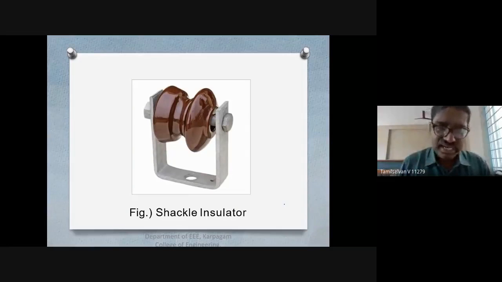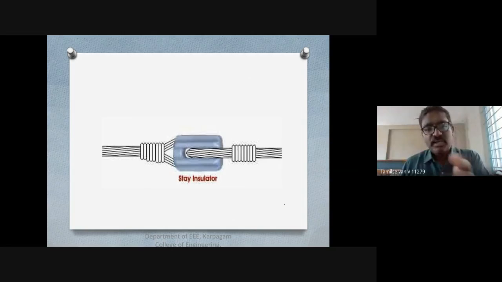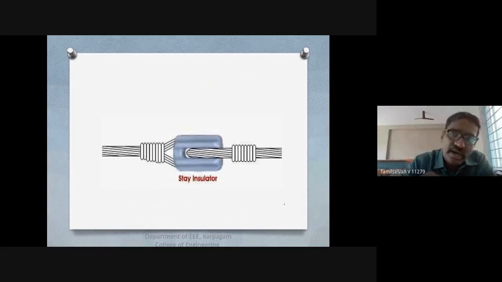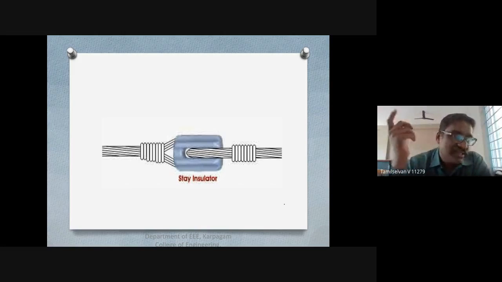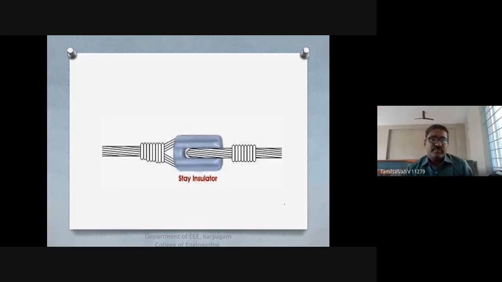So this is our cycle. This is another type of how the insulator is placed. And this is our stay insulator. Normally you can see these stay insulators near the distribution transformer or near the electrical pole available near your home. You can see this type of stay insulators.